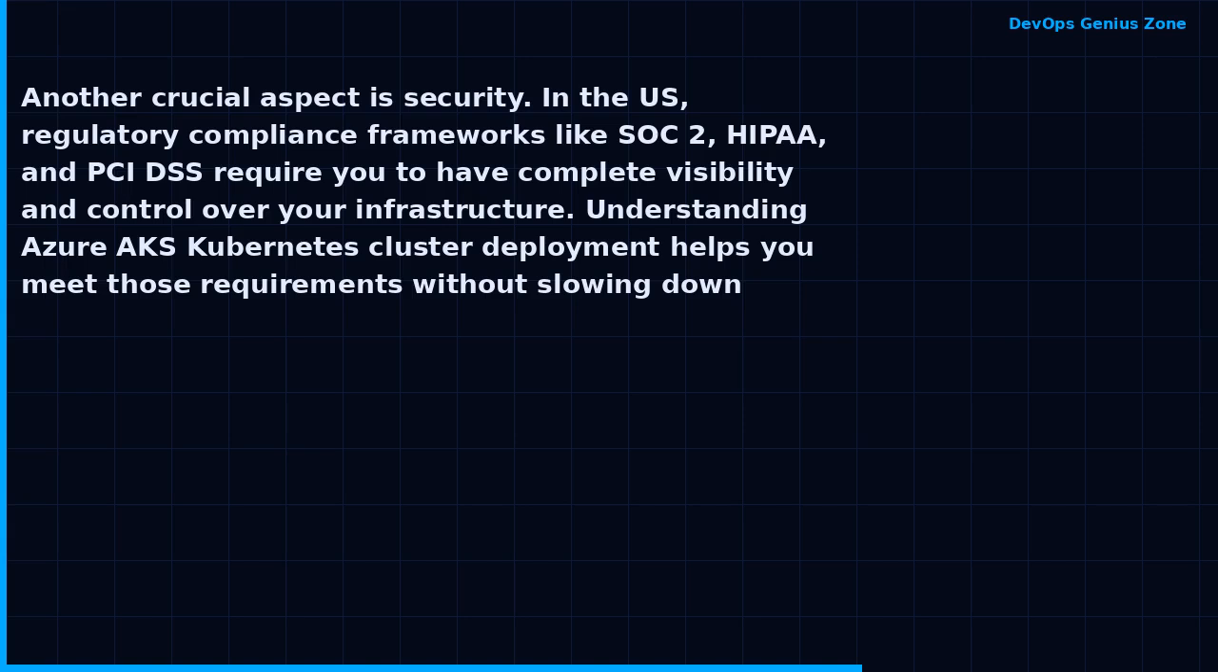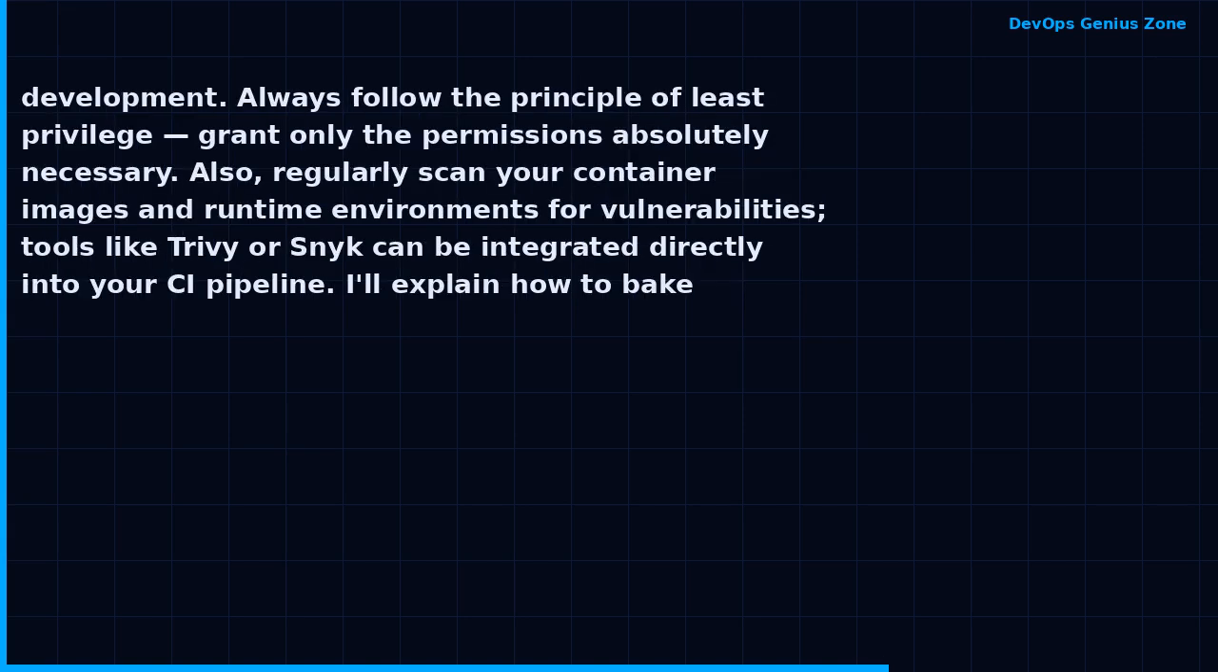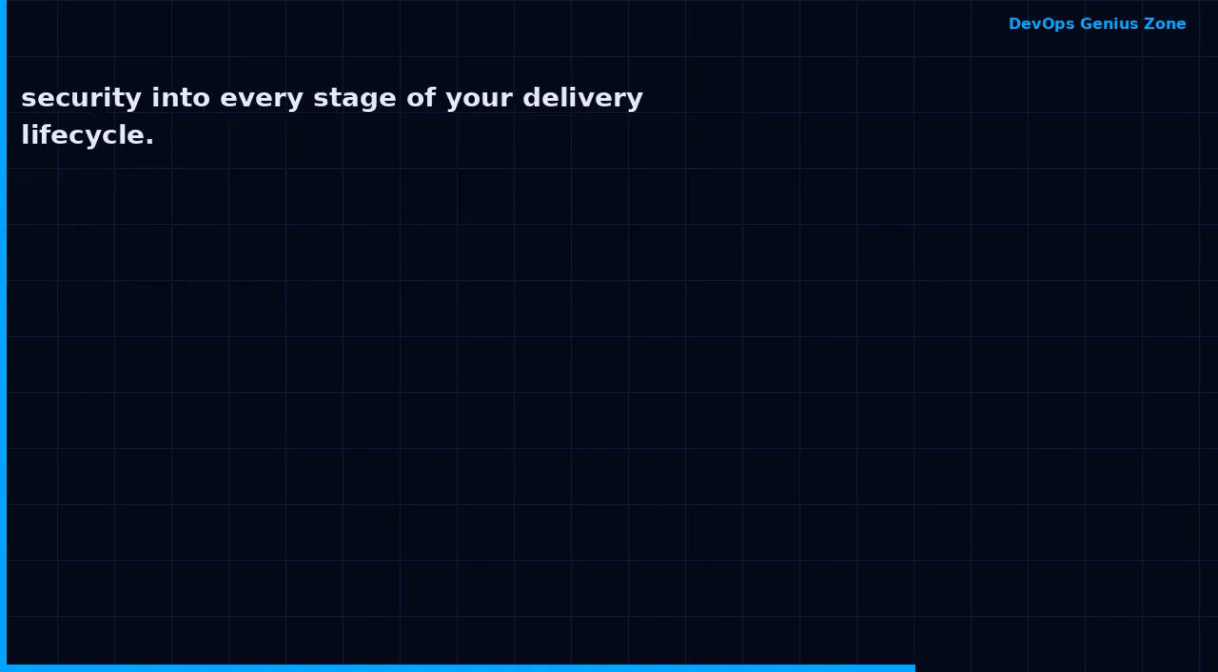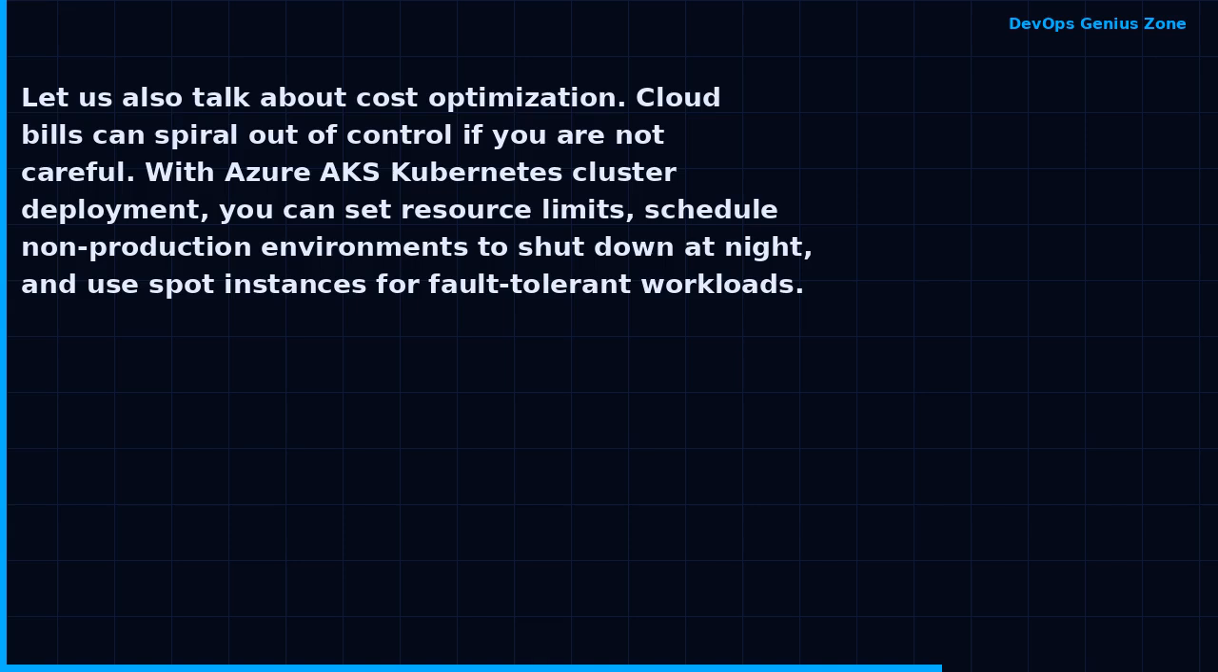Another crucial aspect is security. In the US, regulatory compliance frameworks like SOC 2, HIPAA, and PCI DSS require you to have complete visibility and control over your infrastructure. Understanding Azure AKS Kubernetes cluster deployment helps you meet those requirements without slowing down development. Always follow the principle of least privilege, grant only the permissions absolutely necessary. Also, regularly scan your container images and runtime environments for vulnerabilities. Tools like Trivy or Snyk can be integrated directly into your CI pipeline. I'll explain how to bake security into every stage of your delivery lifecycle.